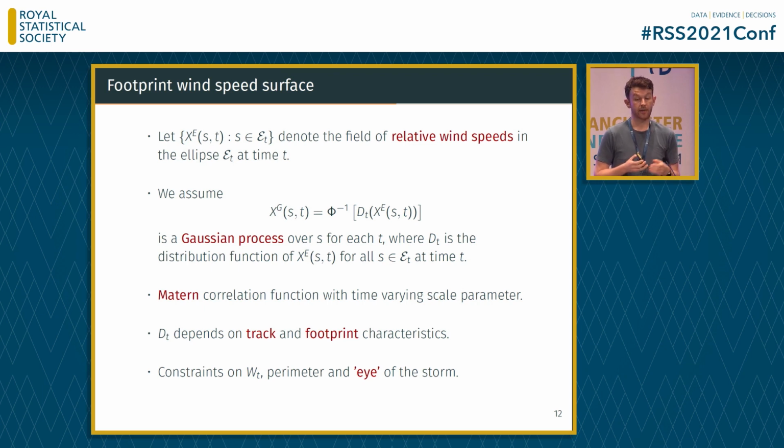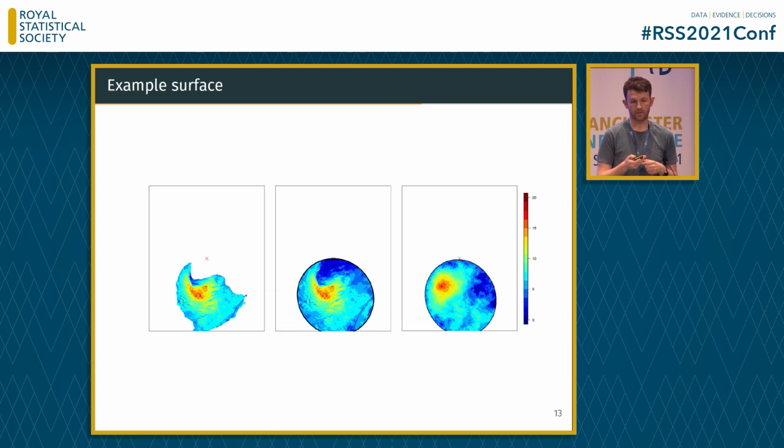The transformation distribution function that we use, so the marginal distribution of extreme winds, I should say, that's D of t, depends on track and footprint characteristics as well, so we try to build that into the model. We also try to incorporate physical constraints where possible. It's reasonable to assume that the less extreme winds will be on the perimeter of the ellipse, but we're also concerned with what we call the eye of the storm, which I refer to as the storm center. At the storm center, the pressure gradient is 0, and that typically corresponds to 0, or in practice, very small wind speeds. So we try to build this into the conditioning when we simulate this Gaussian process.